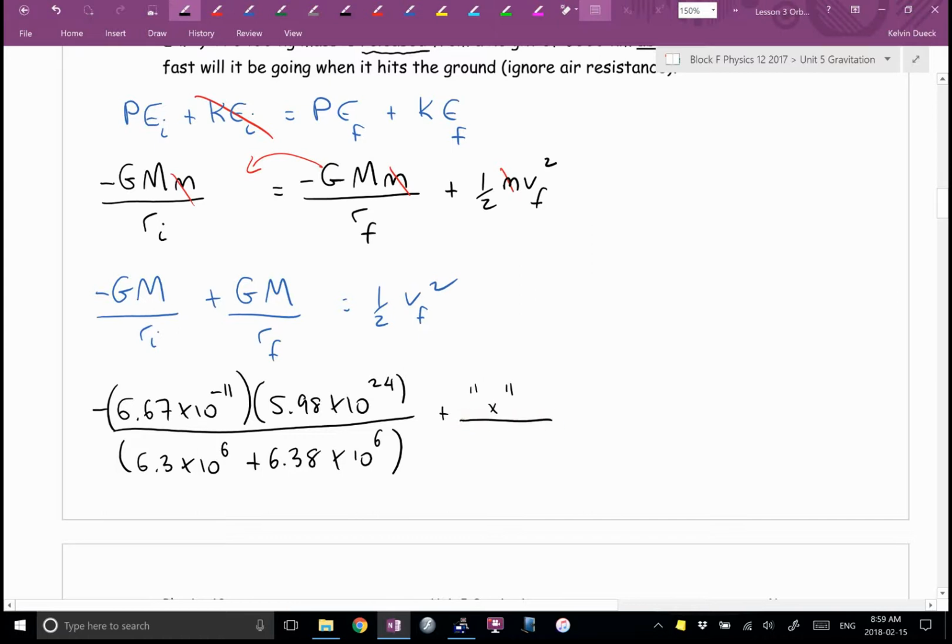Divided by, is the bottom the same? No. What's our final? Surface of the Earth, which is just going to be 6.38 times 10 to the 6th. That equals 0.5, or heck, a half. You know what? That equals V squared over 2. It's a half V squared.